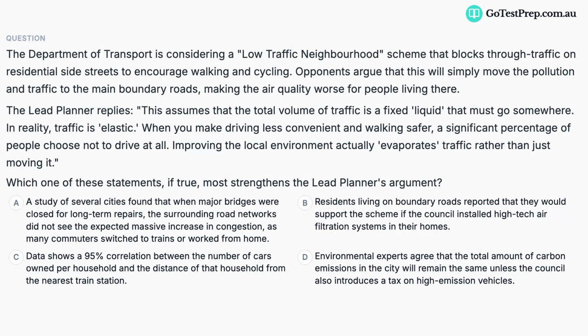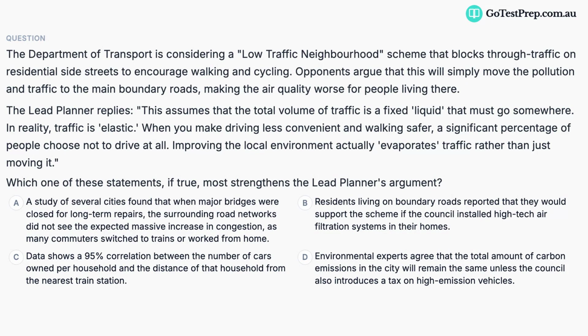Okay, so here's what we're looking at. The Department of Transport is considering a low traffic neighbourhood scheme that blocks through traffic on residential side streets to encourage walking and cycling. Opponents argue that this will simply move the pollution and traffic to the main boundary roads, making the air quality worse for people living there.